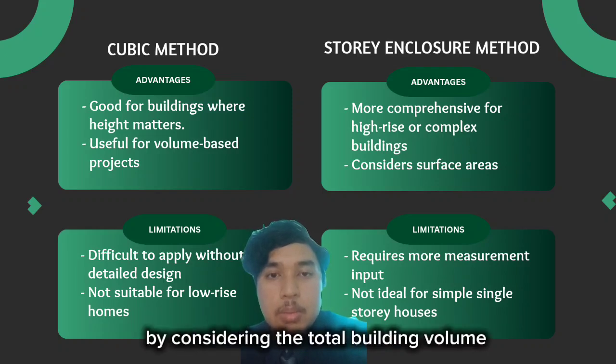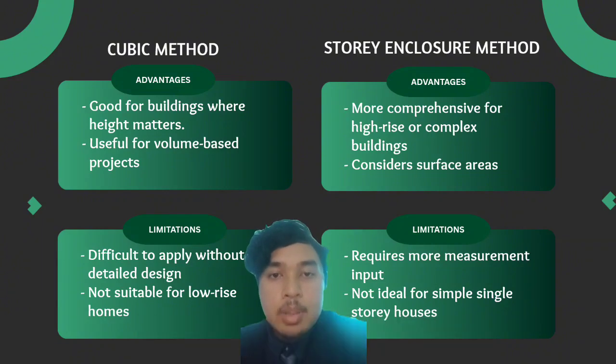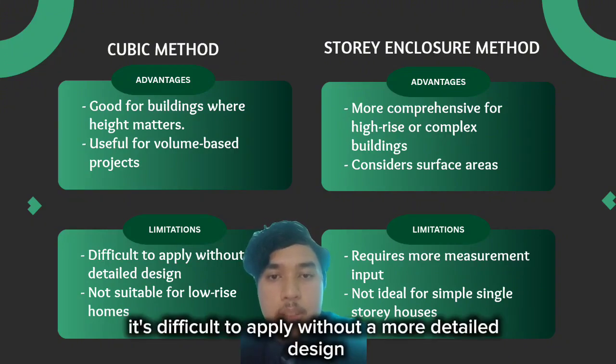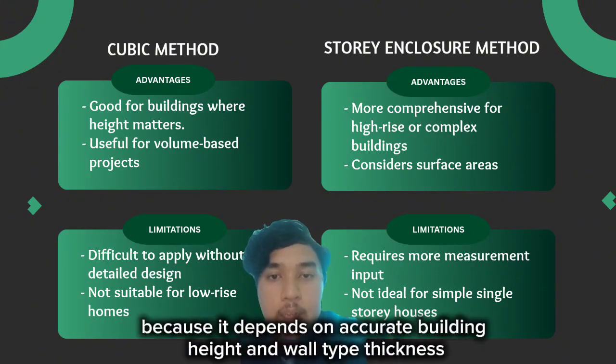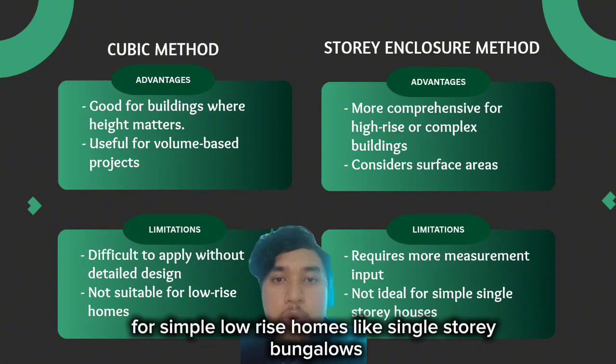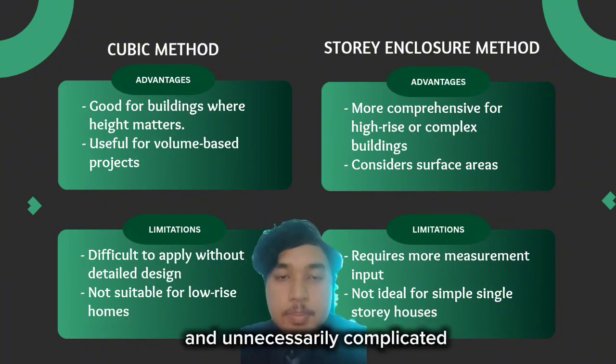By considering the total building volume, it gives a better sense of cost for volume-based structures. But the cubic method also has limitation. It's difficult to apply without a more detailed design because it depends on accurate building height and wall type thickness. For simple low-rise homes like single-story bungalows, this method tends to be less appropriate and unnecessarily complicated.